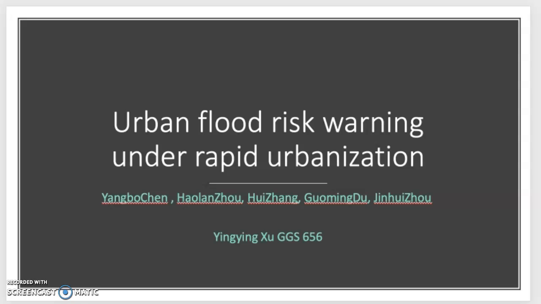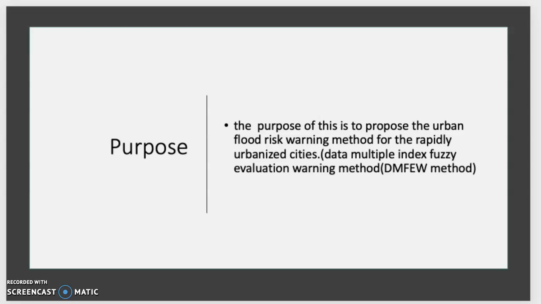And first, about the purpose. The article aims to provide a method to forecast flood risk warning. It's called the Data Mobility Index for the Evaluation Warning Method. We also call it the DMFEW method. Why is forecasting flood risk warning important in urban areas?